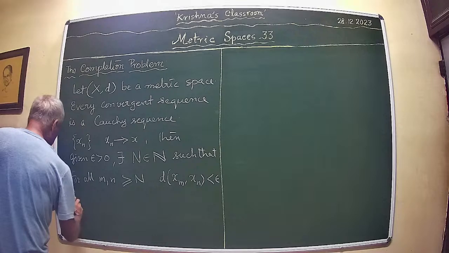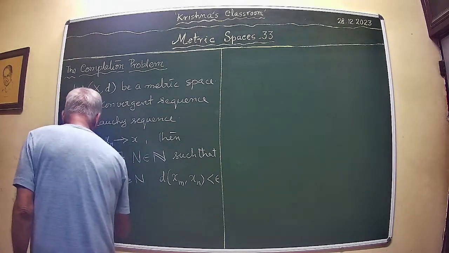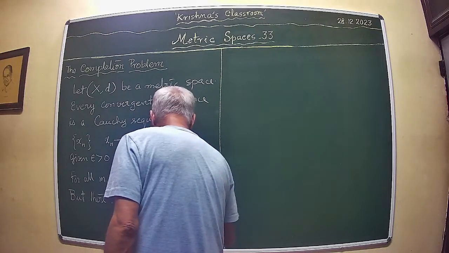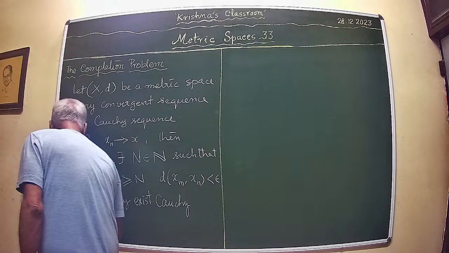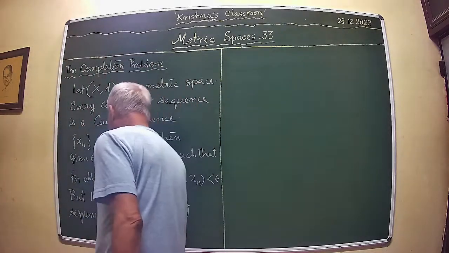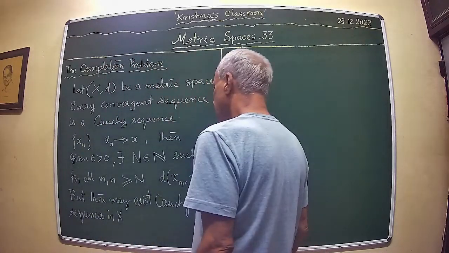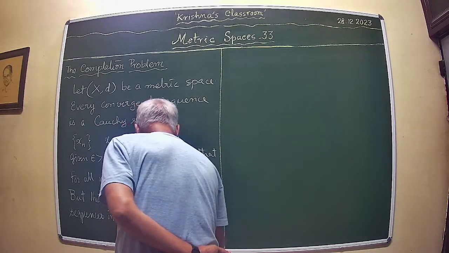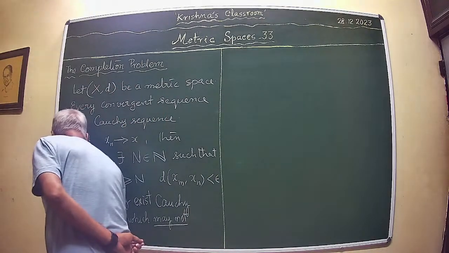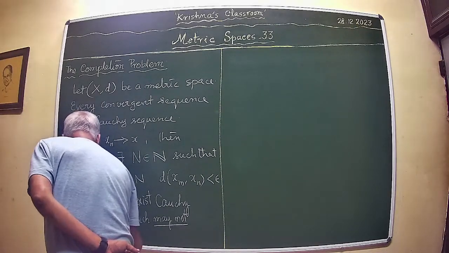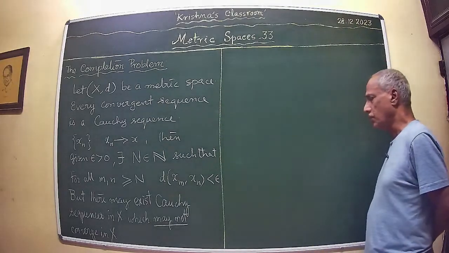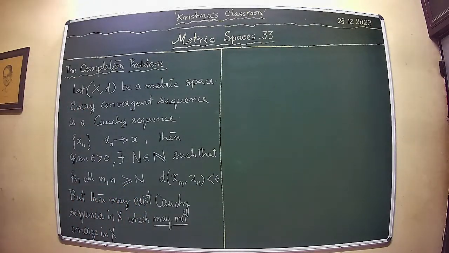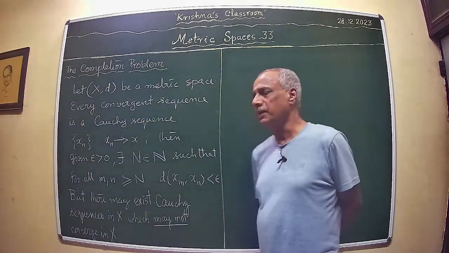But there may exist Cauchy sequences in X which may not converge. Now, this kind of sequences that we have are called Cauchy sequences. So, every convergent sequence is a Cauchy sequence, whereas every Cauchy sequence may not be a convergent sequence.